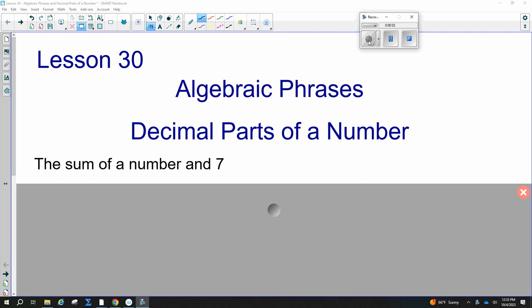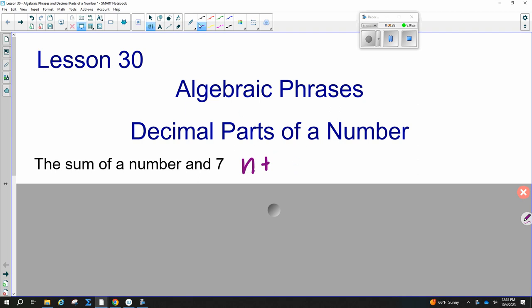All right, lesson 30, algebraic phrases and decimal parts of a number. So we're going to see if we can write down what the English means in math, okay? So it says the sum of a number and seven. Raise your hand if you know or have a guess as to what to put down. Jeremiah. Great job. N plus seven.